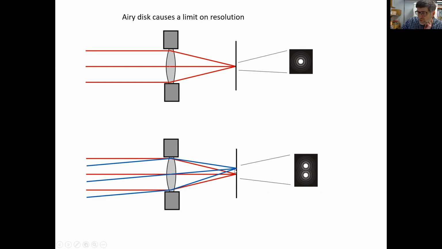And they would each be ideally focused to a point on the screen or on the image sensor. But in fact, they're each producing these Airy disks. And so then the question is, how close can they be for us to still see them as two separate objects and not simply merged into one brighter blob that we wouldn't be able to tell was really two? To answer that question, you have to look carefully at what happens as these two come closer together.